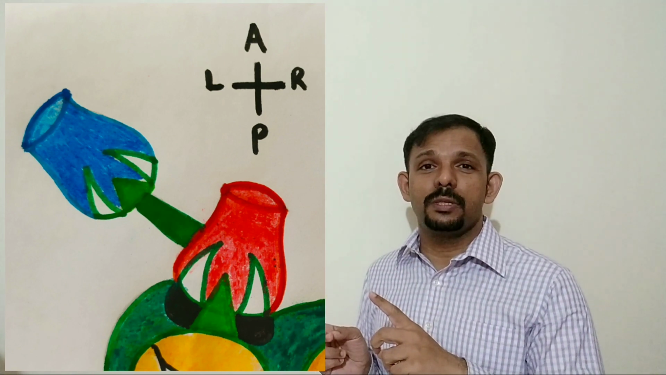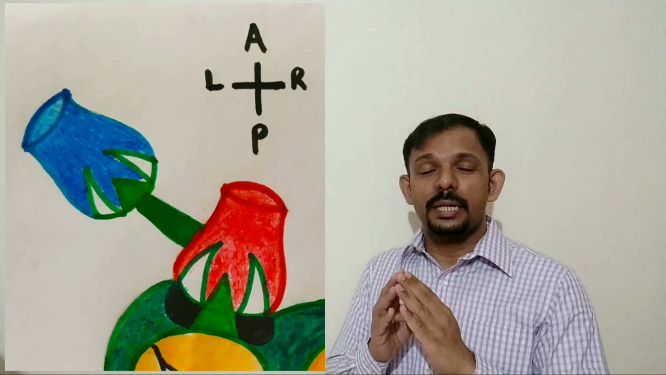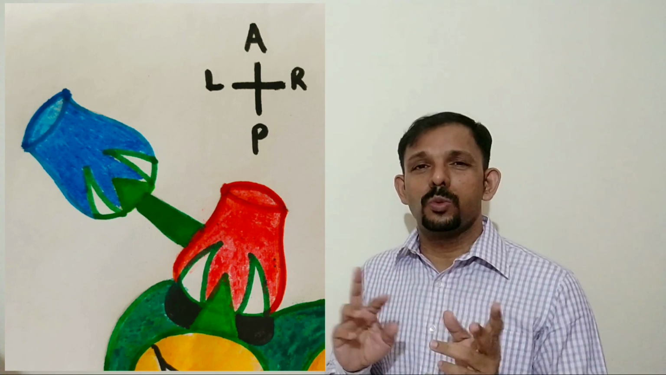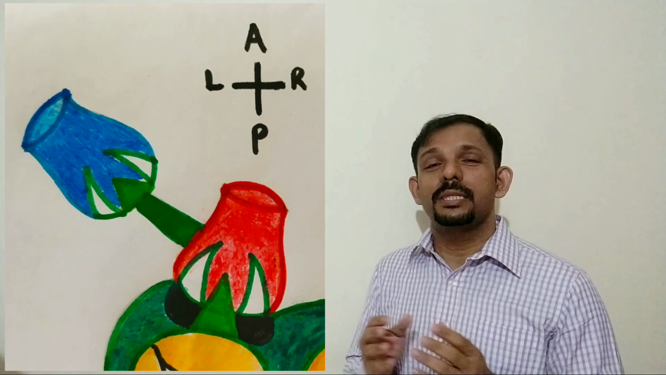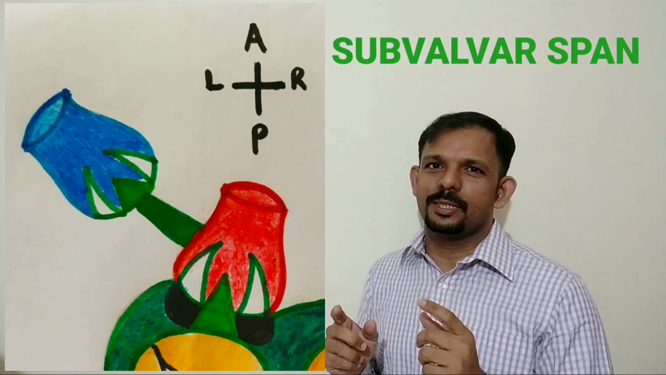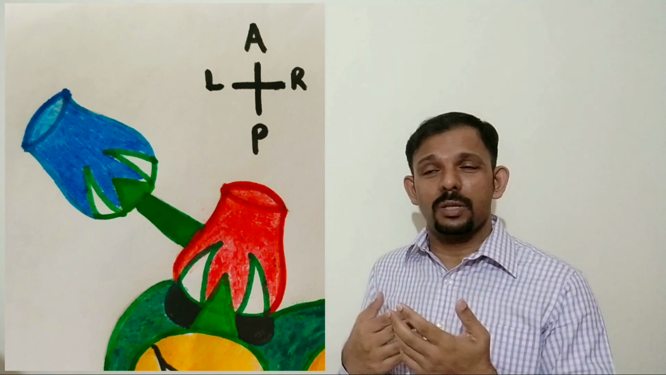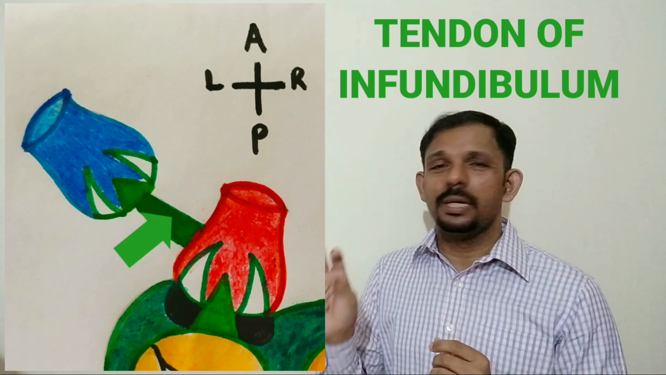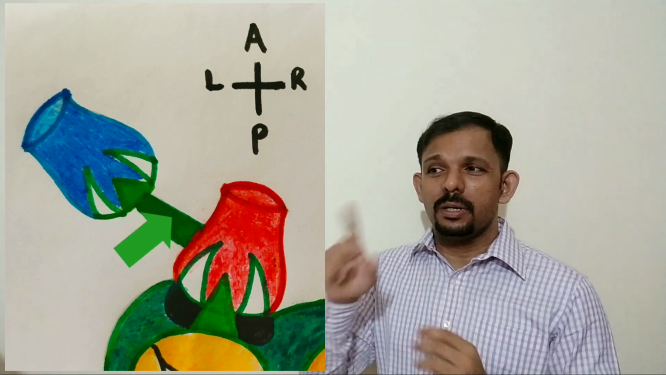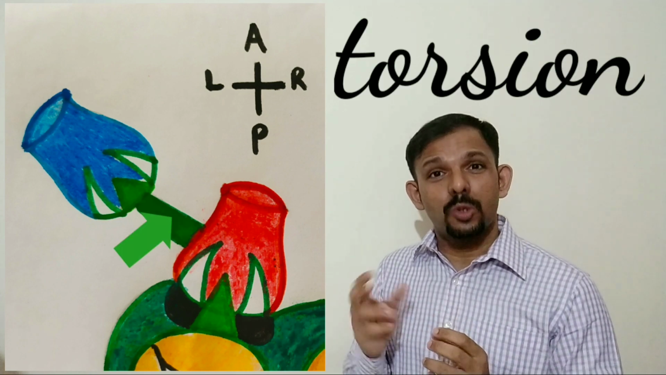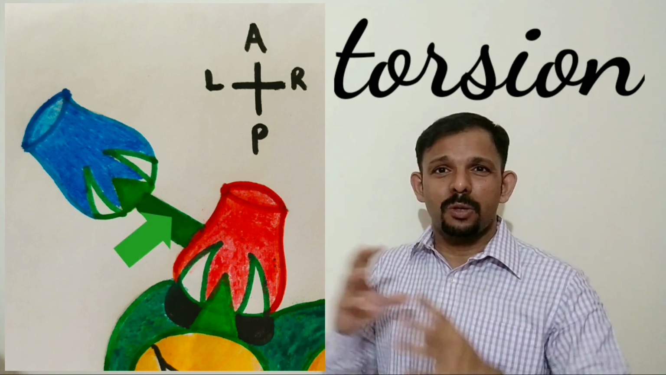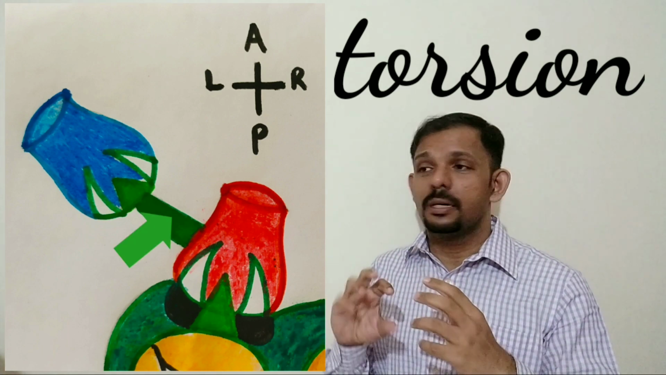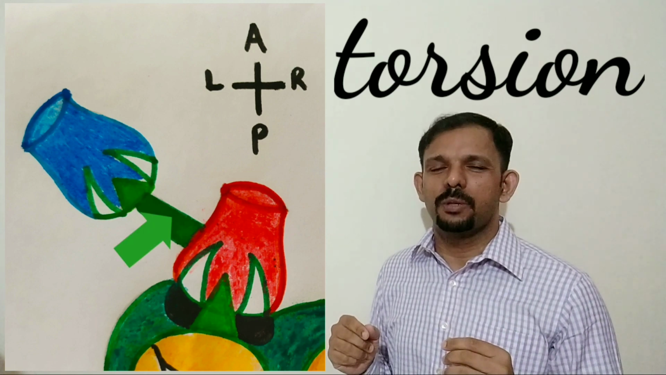Just as you saw in the case of the aortic annulus, the gap or the space or the span between the 2 scallops is called the subvalvar span in this case. It is also clear from the diagram that we've already talked about the tendon of the infundibulum, which attaches the pulmonary annulus to the aortic annulus. In fact, it is the tendon of the infundibulum which undergoes torsion during the ventricular ejection, because there's a chance of the pulmonary annulus to separate away from the aortic annulus. So that is prevented by the torsion of the tendon of the infundibulum.